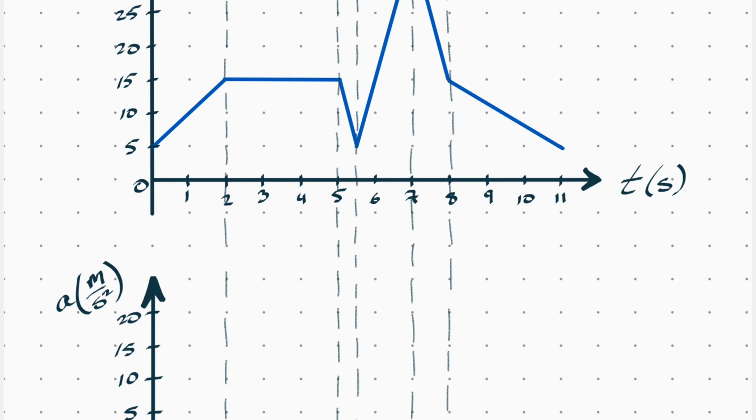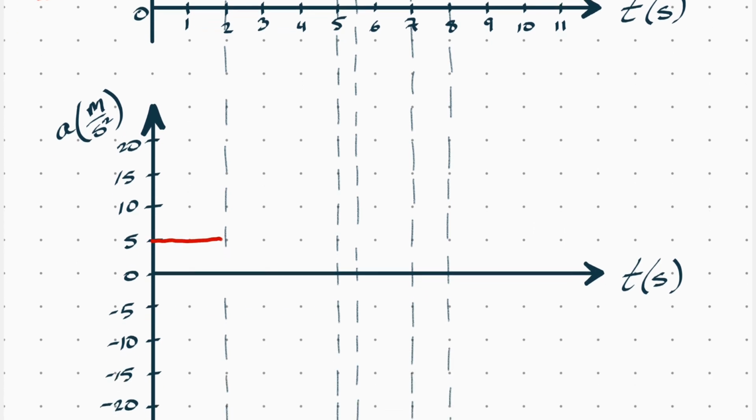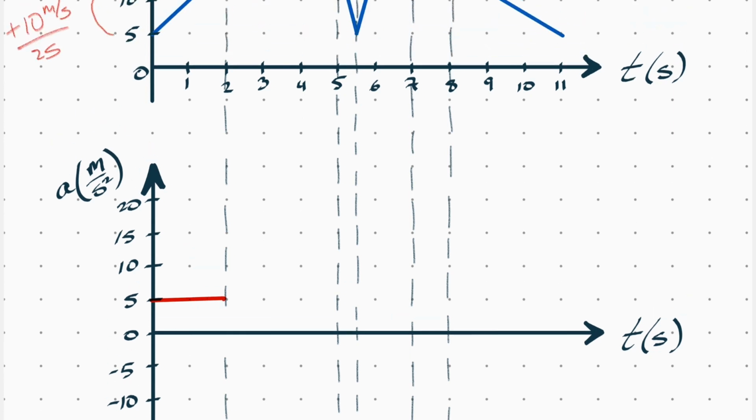So looking at the first one, change in velocity over change in time, well, it goes from 5 all the way up to 15. So that's plus 10 meters per second in how long? 2 seconds. And so we have an average acceleration for that first segment of 5 meters per second squared. And so 5 meters per second squared, we can draw that flat line right there.